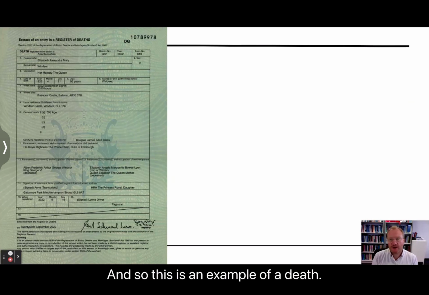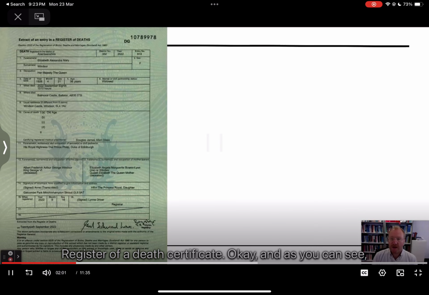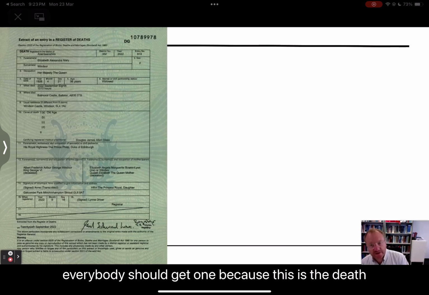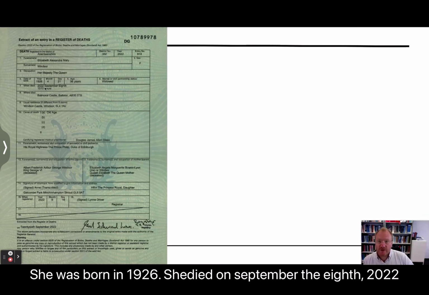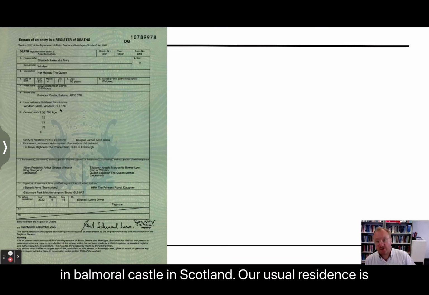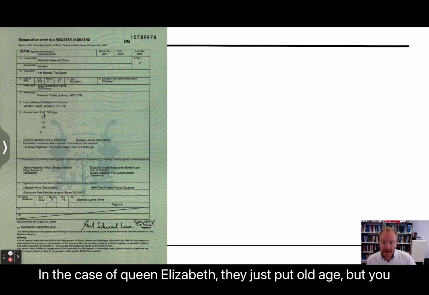And so this is an example of a death register, of a death certificate. As you can see, everybody should get one, because this is the death certificate of Queen Elizabeth II. You can see here she was born in 1926. She died on September the 8th, 2022 in Balmoral Castle in Scotland. Her usual residence is Windsor Castle. And then we have causes of death here as well. In the case of Queen Elizabeth, they just put old age, but you can have various different causes of death.